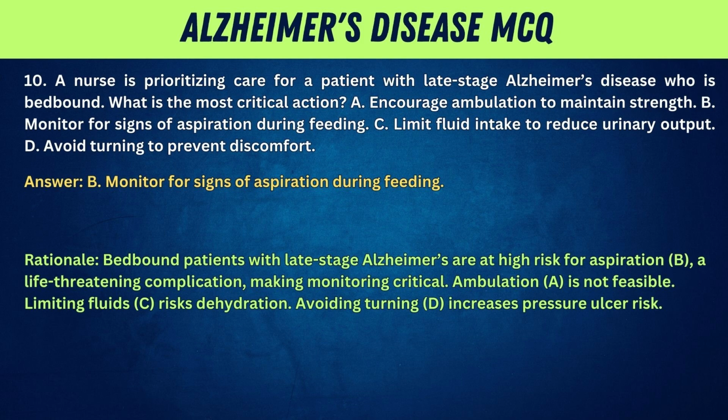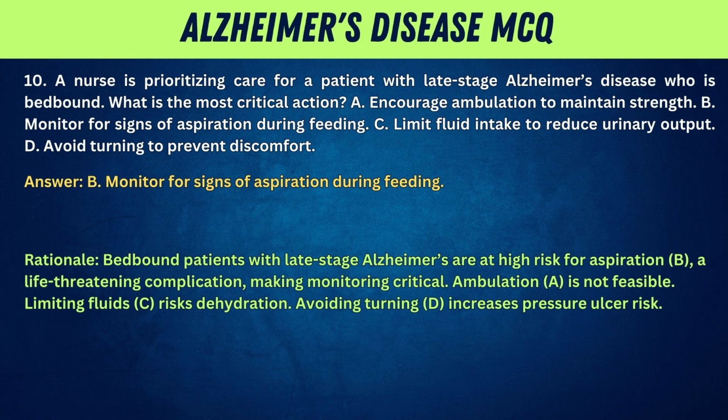10. A nurse is prioritizing care for a patient with late-stage Alzheimer's disease who is bedbound. What is the most critical action? A. Encourage ambulation to maintain strength. B. Monitor for signs of aspiration during feeding. C. Limit fluid intake to reduce urinary output. D. Avoid turning to prevent discomfort. Answer: B. Monitor for signs of aspiration during feeding.